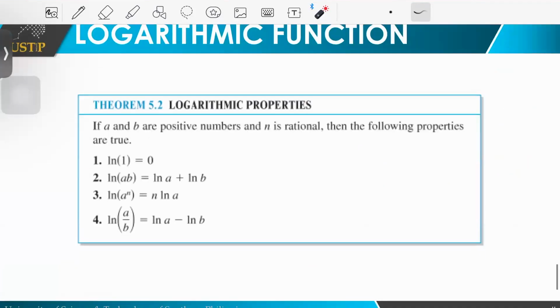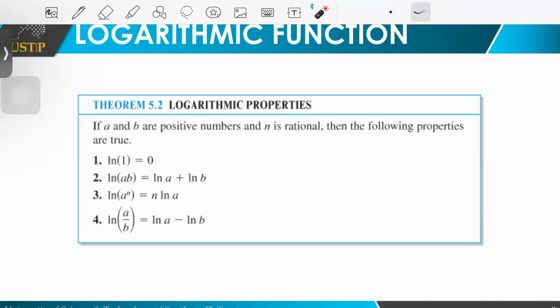Okay, so these are the logarithmic properties. We have ln 1 is equal to 0. What exponent of e makes it 1? That is 0. ln of ab, if enclosed in parentheses, can be written as ln a plus ln b. If ln a to the n, you can write it as n ln a.